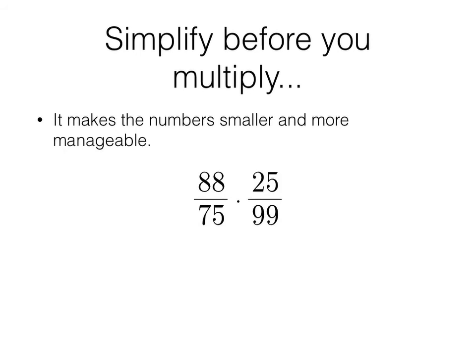So, why are we simplifying before we multiply? Because it makes the numbers smaller and more manageable. So, I don't want to do 88 times 25. That's crazy talk.